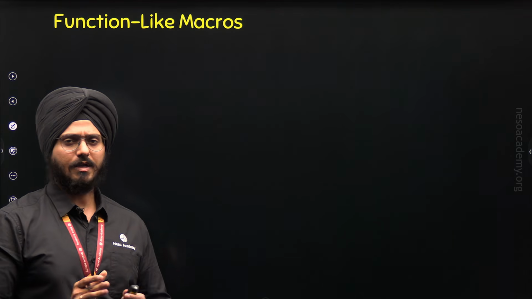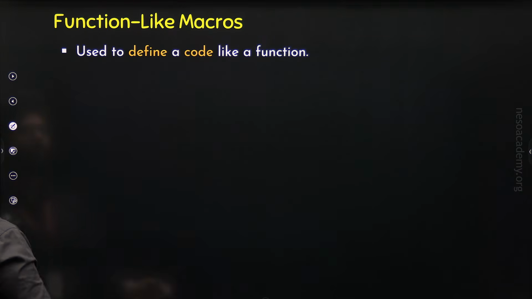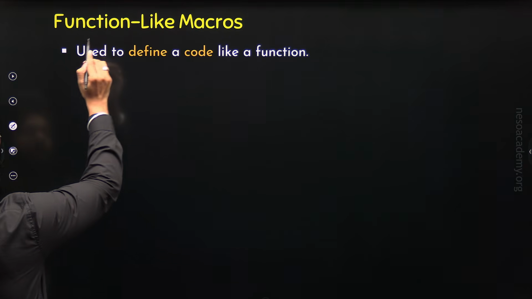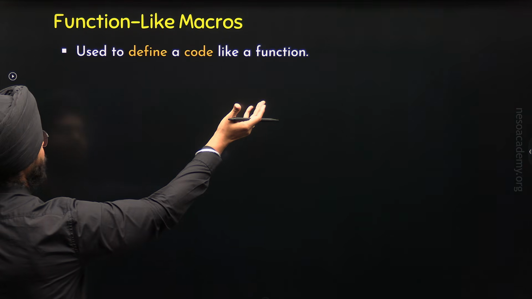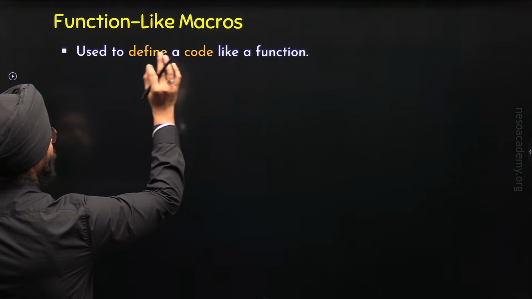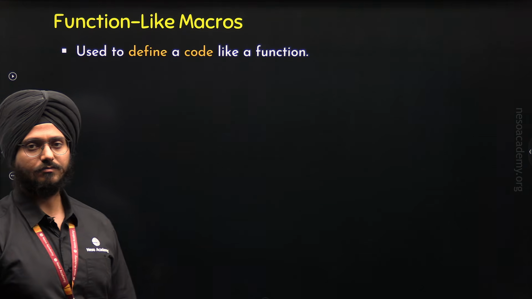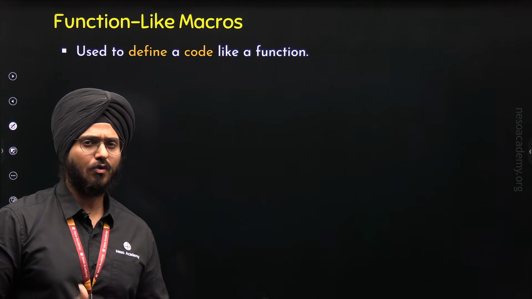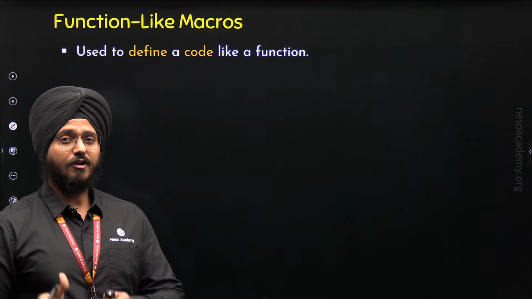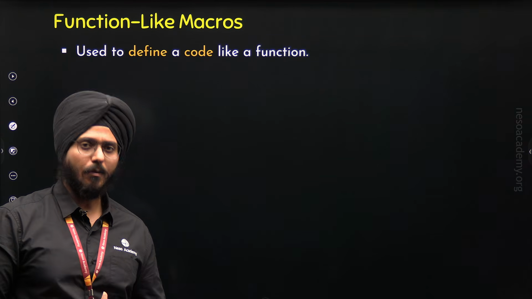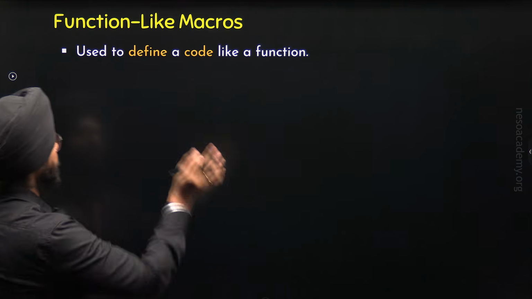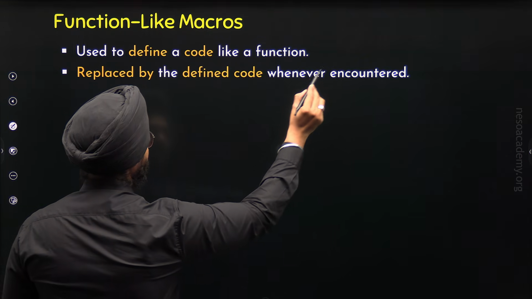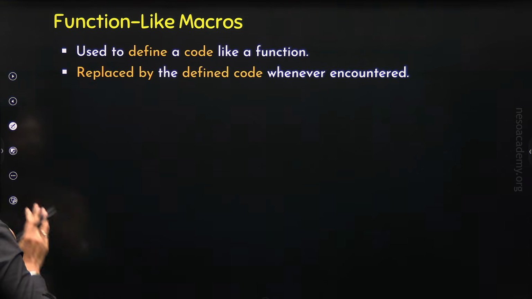So what are function-like macros? A function-like macro is used to define a code like a function. It is called a function-like macro because it looks like a function and it is used to define a code in the program. So with the help of a function-like macro, we can define a piece of code in the program and the preprocessor will replace that function-like object with the defined code. This is the second point. It is replaced by the defined code whenever encountered by the preprocessor.